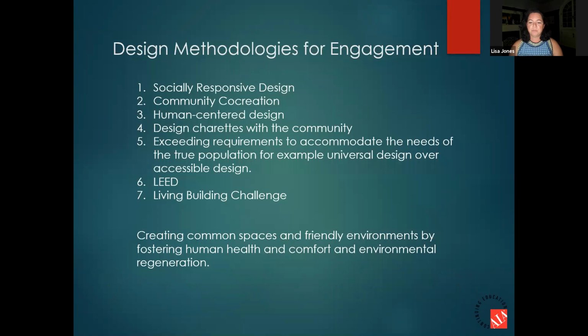Design methodologies for engagement. Socially responsive design, community co-creation, human-centered design, design charrettes with the community, exceeding requirements to accommodate the needs of the true population, for example, using universal design over accessible design, LEED applications, and the Living Building Challenge. So these are some examples of ways that architects and firms, and even the profession on a larger scale beyond the firm, can start to come up with solutions that make sure that the community who is being impacted by the project is fully engaged with what the design solutions are. And again, sometimes that audience can't even communicate to you what the problems are.